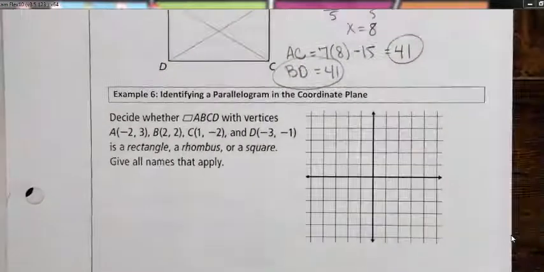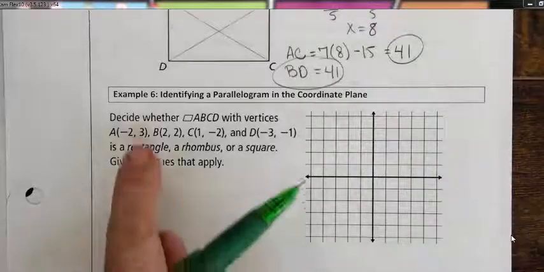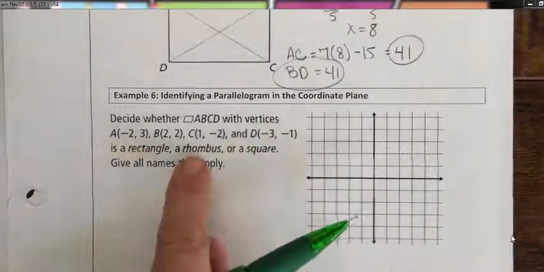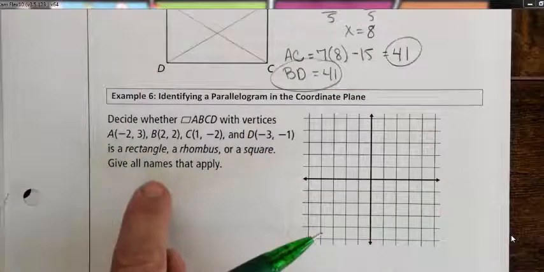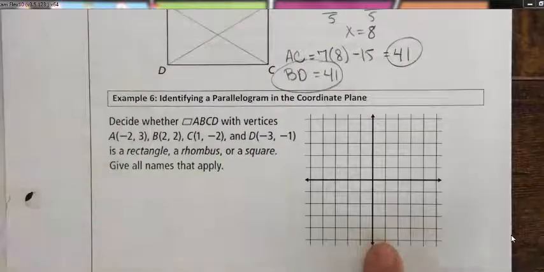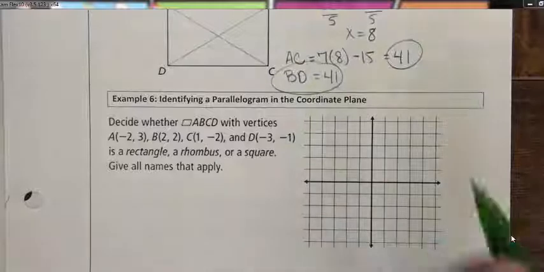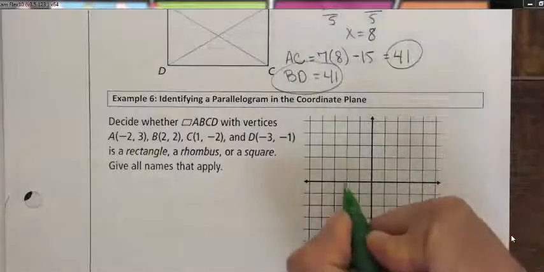Okay, let's see what's next. Example 6. Identifying a parallelogram in the coordinate plane. So you're going to decide whether parallelogram ABCD with these following vertices is a rectangle, rhombus, or a square. Give all names that apply. Looks like they want us to graph it because we're given a coordinate plane, so we'll go ahead and do that.